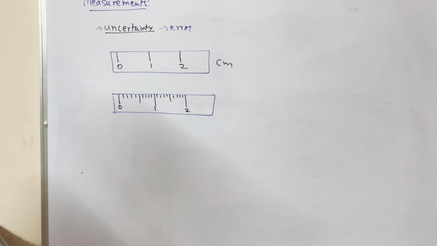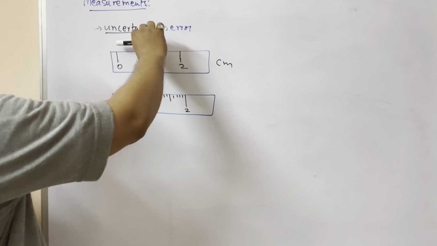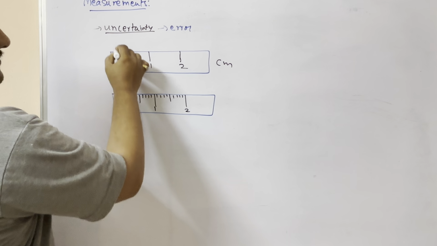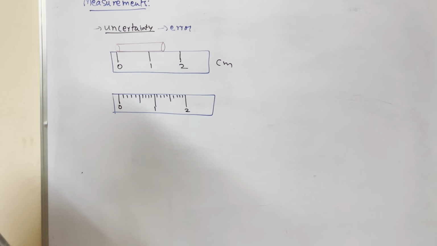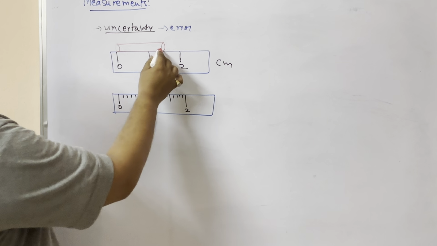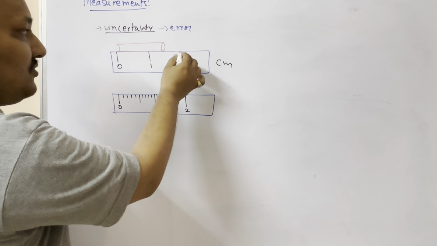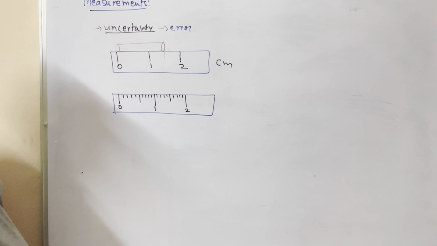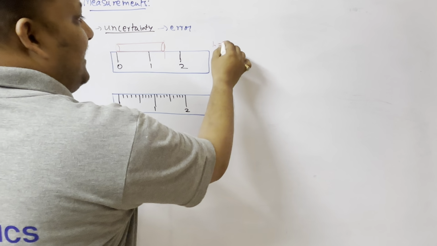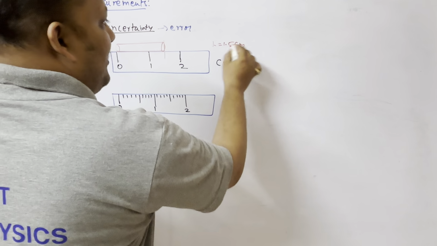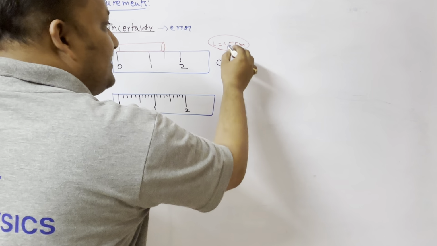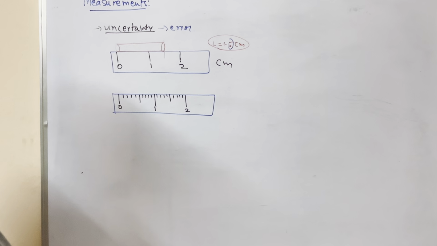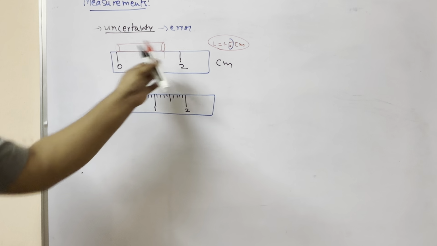Now, if I want to measure the length of an object, I have to place that object on the scale. Now, I place one object like this. Here, 1 is correct because it is going to cross 1. But between 1 and 2, I am taking it as 1.5. Therefore, the length of the object is 1.5 centimeters. So here 1 is correct, but this one is going to be assumed by us because it is in between.